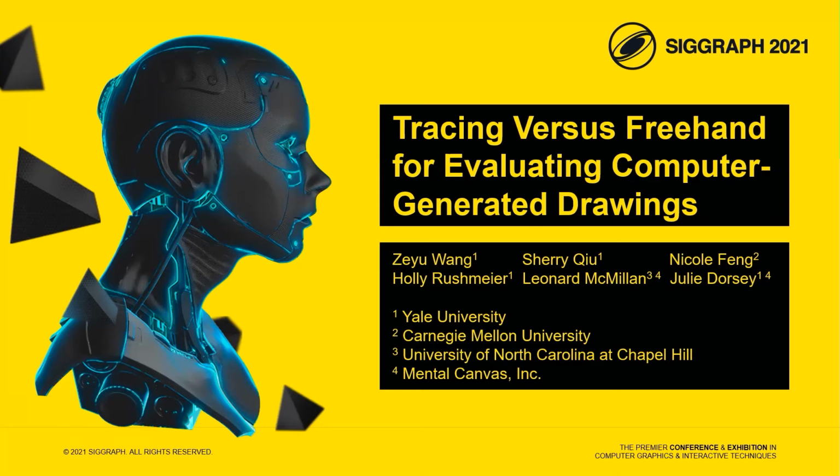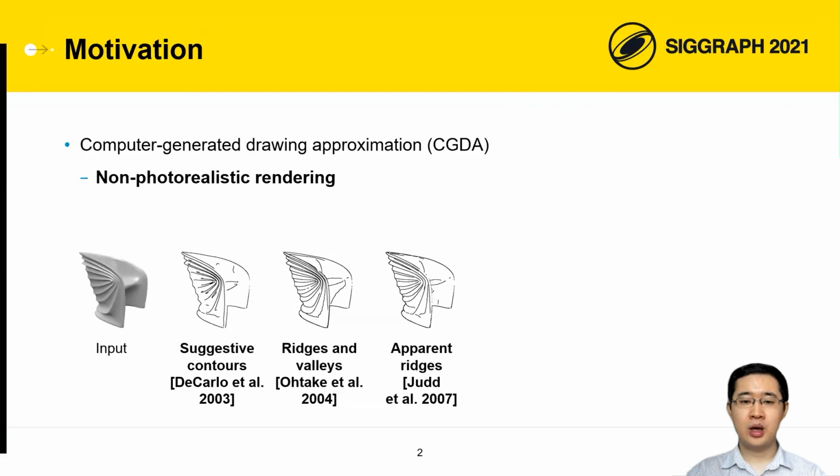We present Tracing Versus Freehand, an analysis using a new dataset to understand similarities and differences between tracing and freehand drawing, as well as to evaluate computer-generated drawing approximations. The computer graphics community has long been interested in developing methods to approximate what people draw.